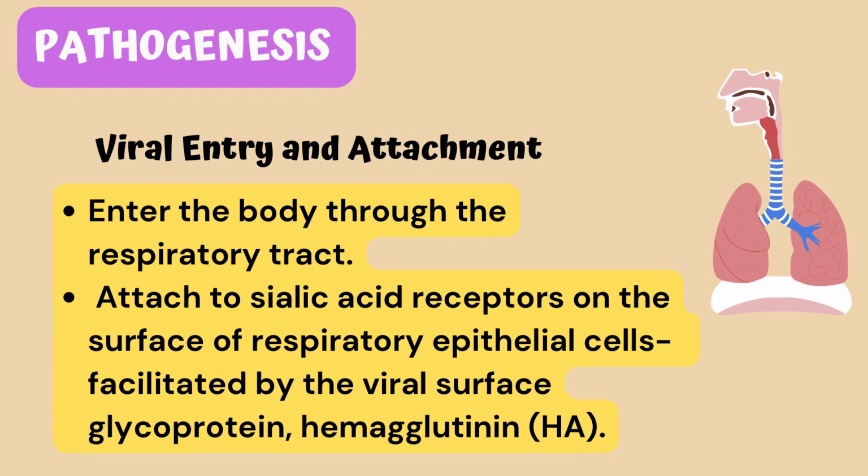Pathogenesis. Viral entry and attachment. Influenza virus primarily enters the body through the respiratory tract. As we already said, the virus is transmitted through respiratory droplets expelled during coughing, sneezing or talking. The virus attaches to sialic acid receptors on the surface of respiratory epithelial cells. This attachment is facilitated by the viral surface glycoprotein hemagglutinin.